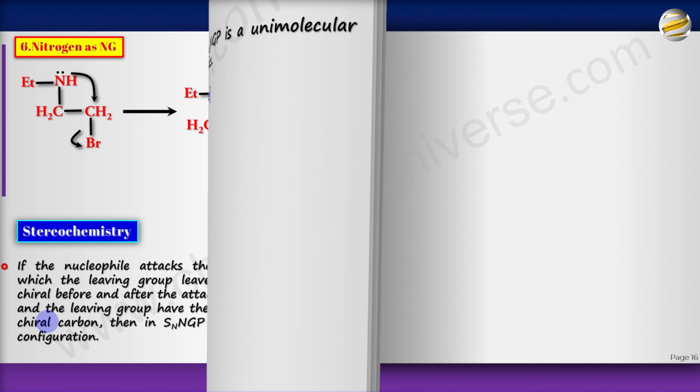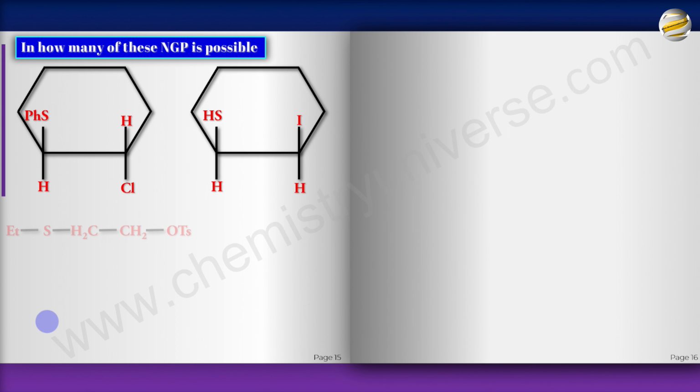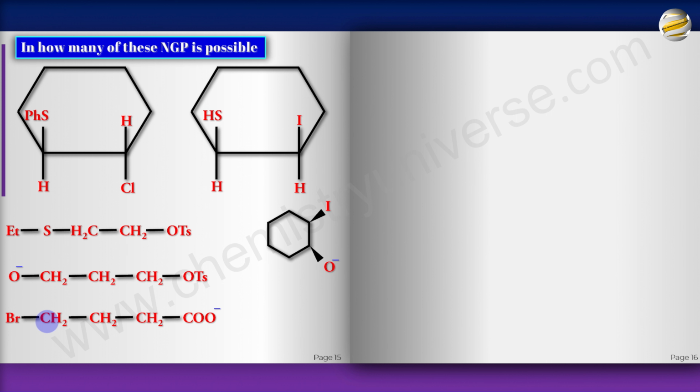So let's do a couple of questions. In how many of these is NGP possible? So as is the normal routine here, I'll give you this. Take your time, pause the video. I'll give the numbers 1, 2, 3, 4, 5, 6, 7 of these. Now pause the video. On your own, try to find out which of these will show NGP and then look for the answer. Then play the video back.